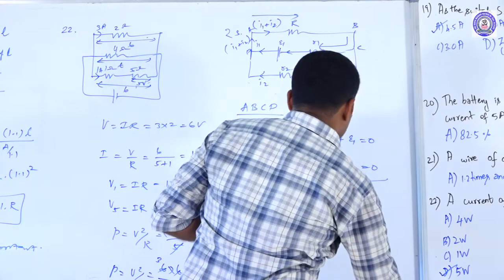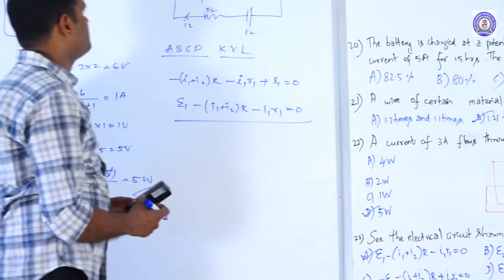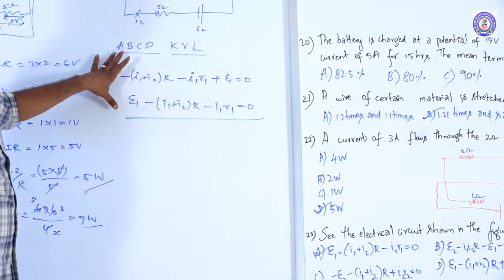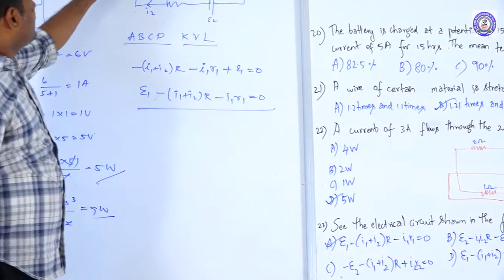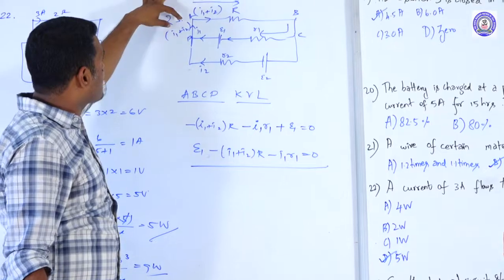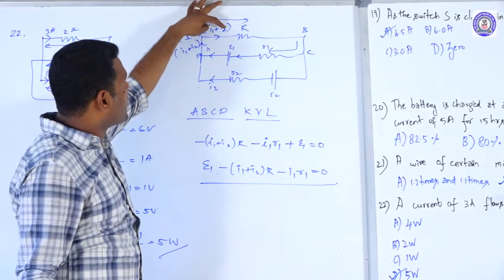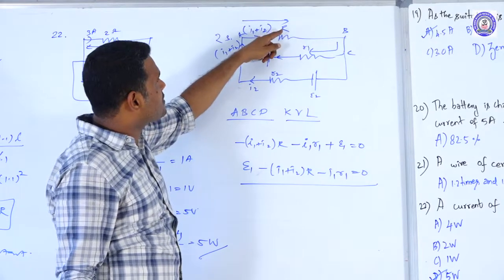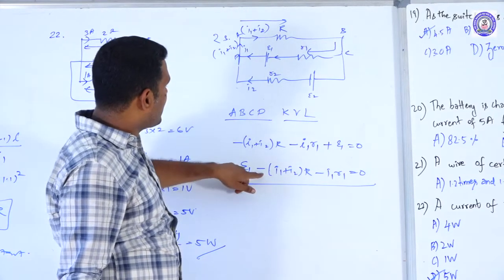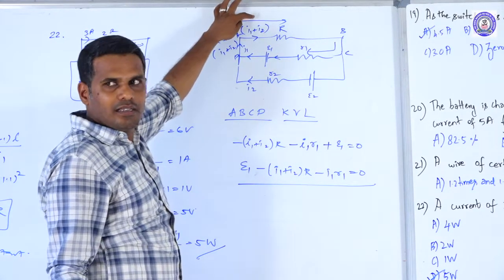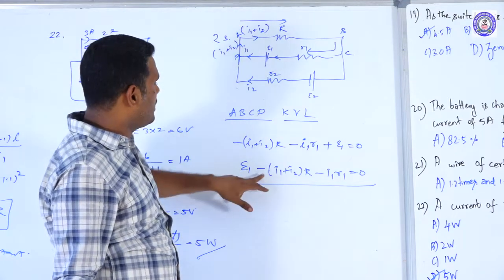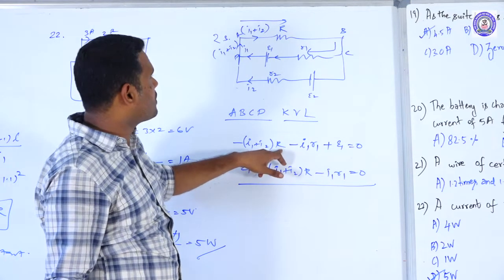First option. So you are applying Kirchhoff's voltage law here. In this particular path, the current is I1 plus I2. So through resistor capital R, current flow is I1 plus I2. The product of current and resistance is taken negative because the direction of travel is along the direction of flow of current. So minus of (I1 plus I2) into R.